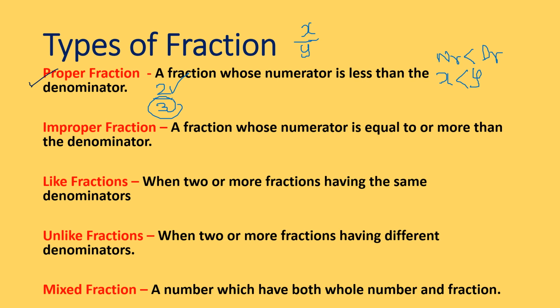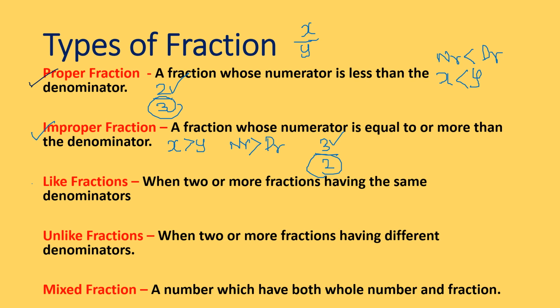Now see, the second type is the improper fraction. It means in the fraction your x is going to be greater than y, or the numerator is going to be greater than the denominator. So I can say 3 by 2, whole only 2. In that, how can I get a 3? So it is not making any sense, right? So this type of fraction is known as an improper fraction.